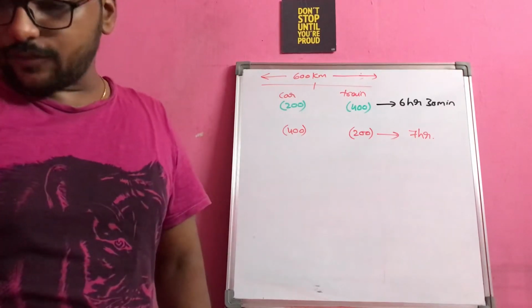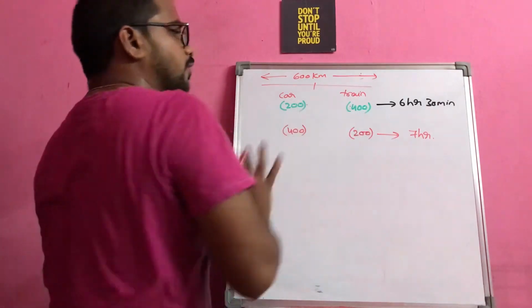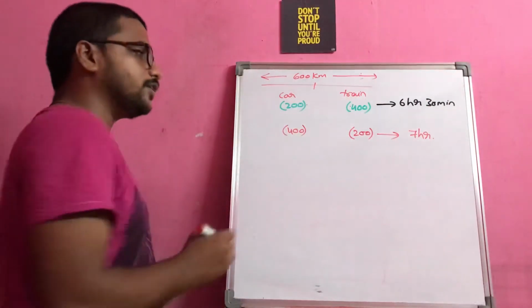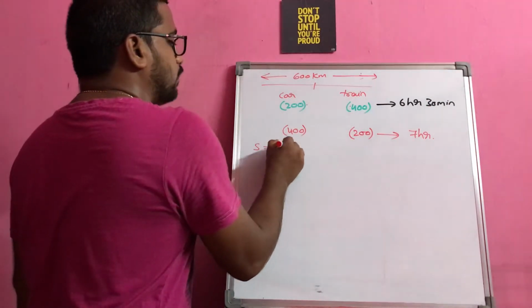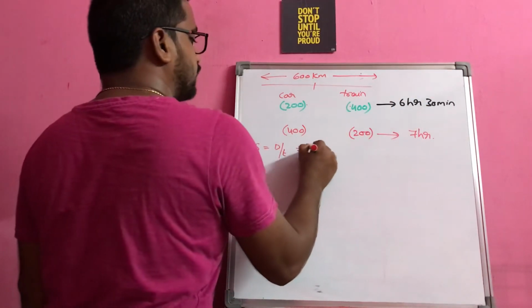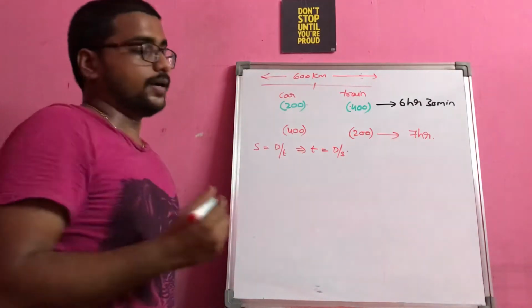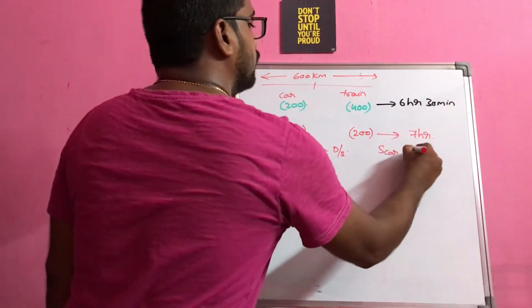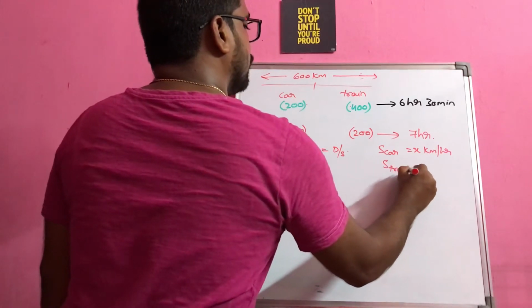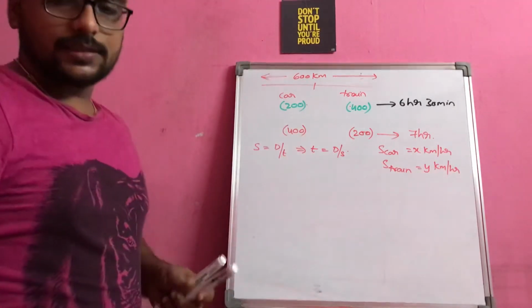Now see what they are asking. Find the speed of train and that of car. This 200, 400, 400, 200 is representing the distance. This is given in time. So that is giving you a hint that we have to make use of the speed is equal to distance by time relation. So I will rewrite this as T is equal to d by s. We don't know the speed of car and train, so I am assuming the speed of car as x km per hour and the speed of train, let it be y km per hour. You can take any variable, that's up to you.